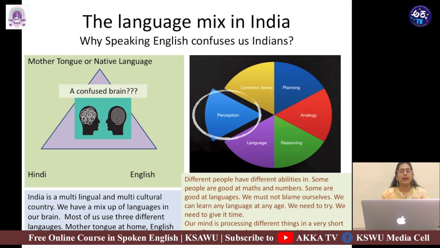We can learn any language at any age. It's just that we need to try a little bit. We need to give it a push. We need to give it time and effort. Our mind is processing different things in a short span of time. For example, I'm applying common sense, I'm applying planning, analogy, I'm applying reasoning and analysis. Also, I'm trying to perceive my surroundings, and at the same time, I'm trying to express all this with the tool of language. So, with a lot of confusion up in the head, sometimes it's possible that maybe I'm not very good at languages.